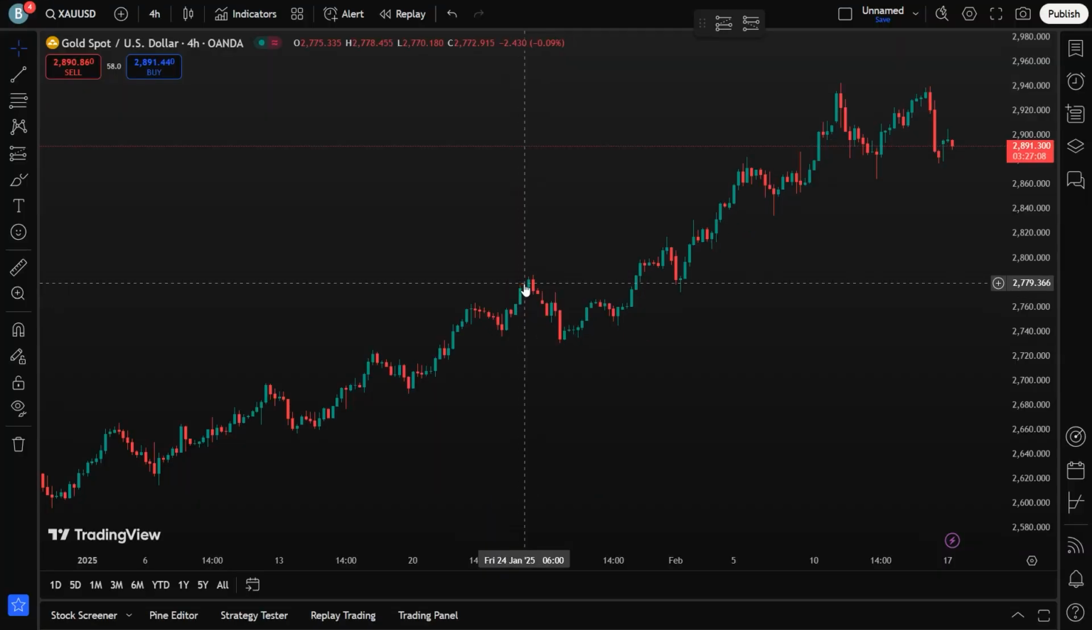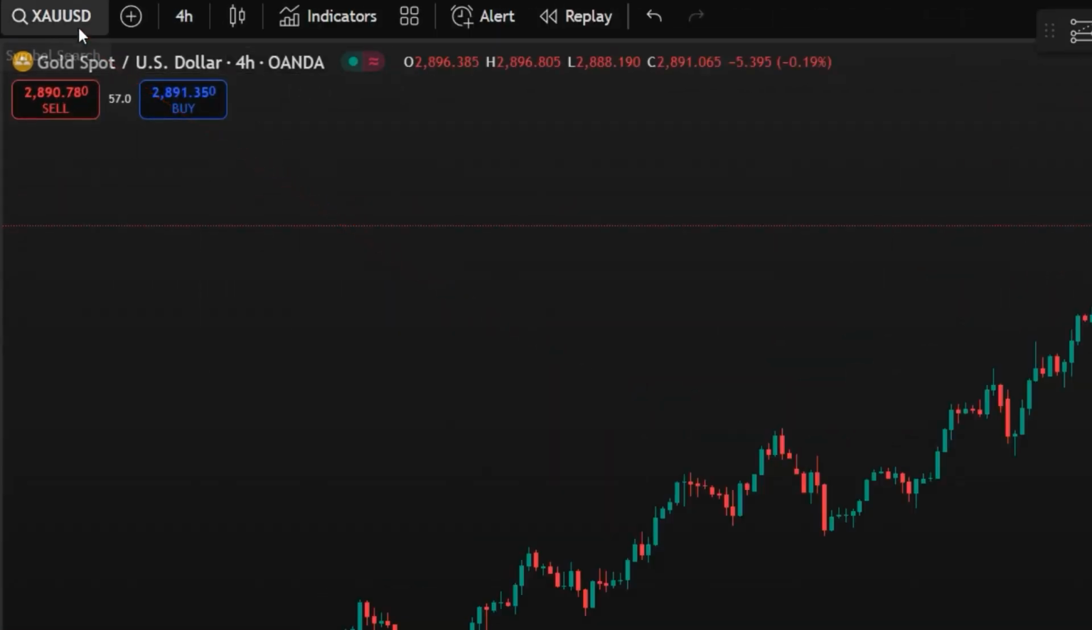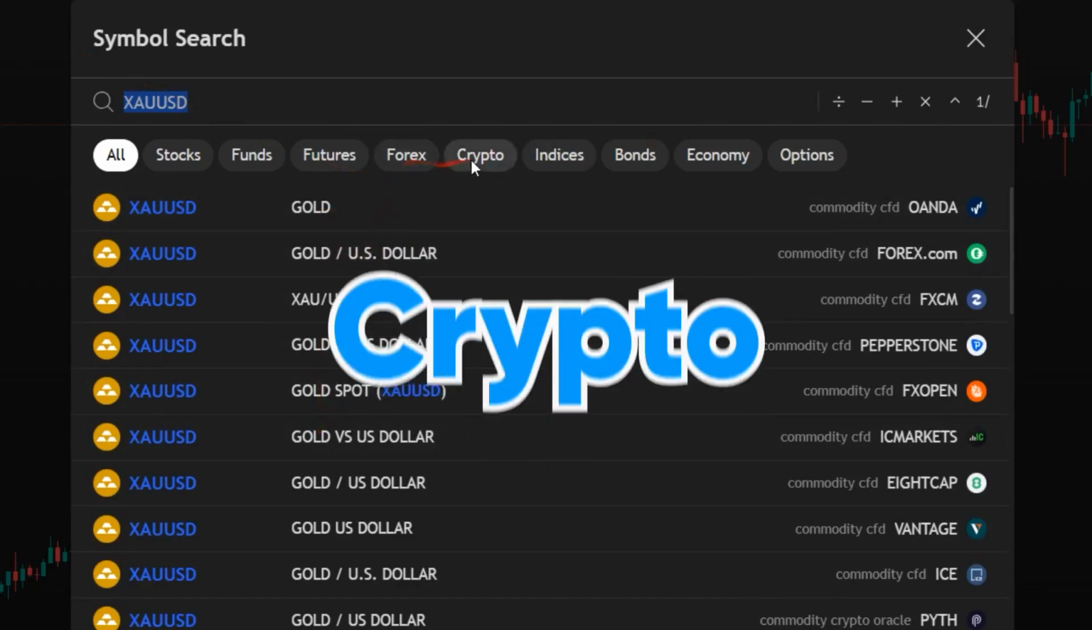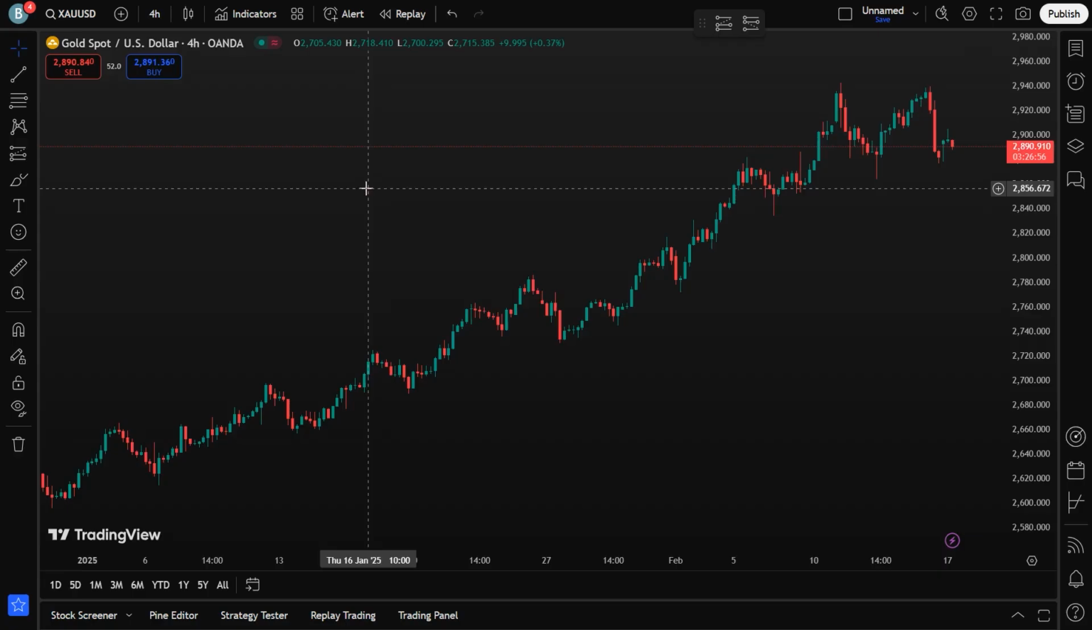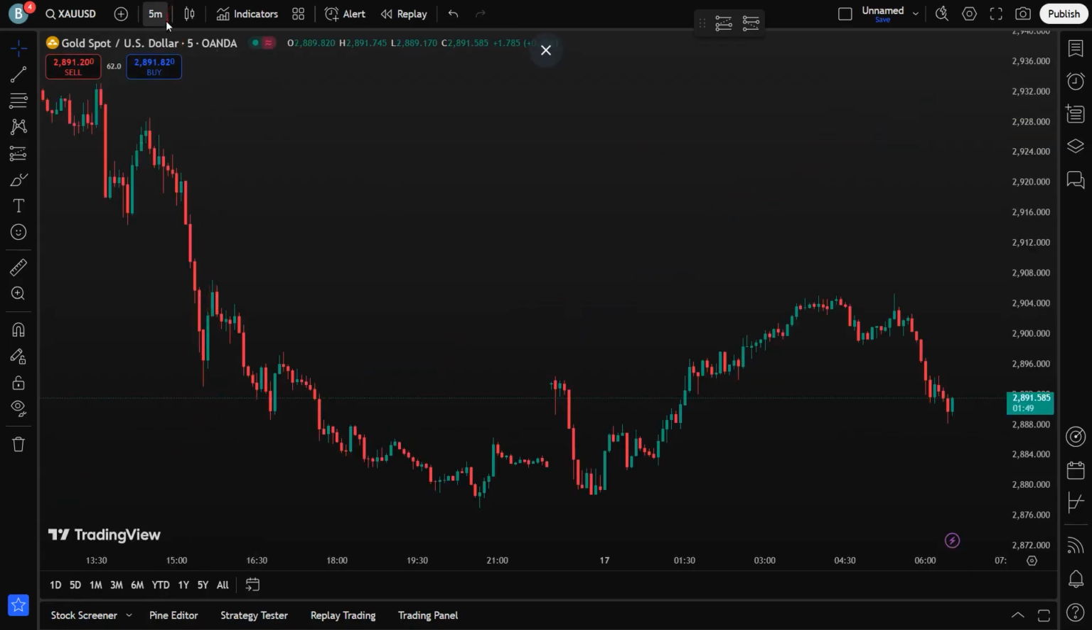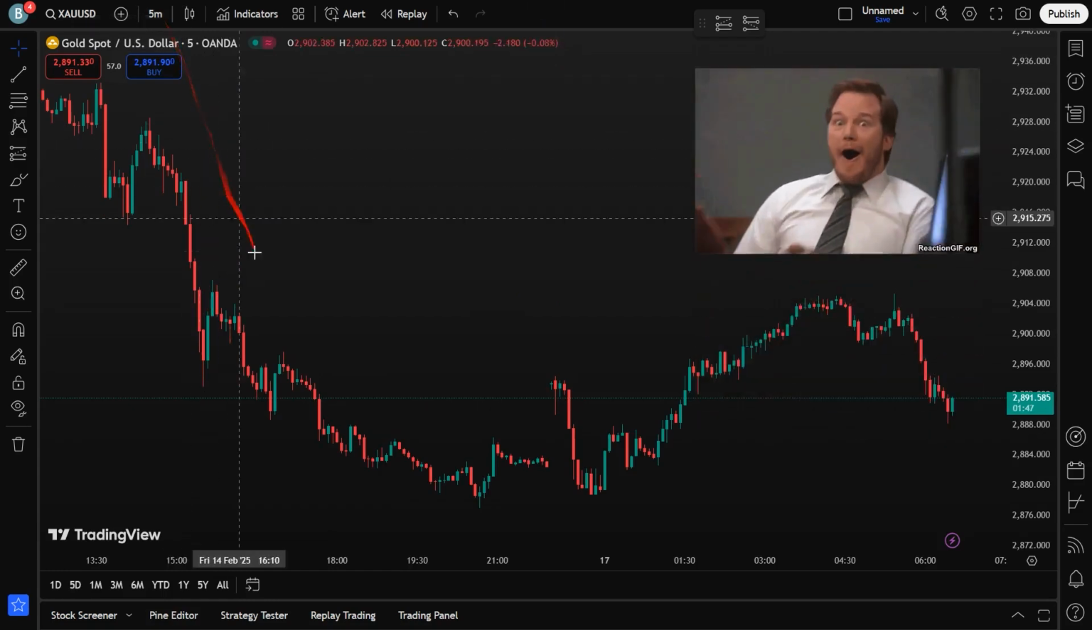This strategy is not specific to any particular symbol and has shown good results on most symbols. So choose your symbol from the Forex, crypto or stock markets. After that, go to the time frame section and set your time frame to 5 minutes. This time frame is my suggestion, but you can choose any time frame you prefer.